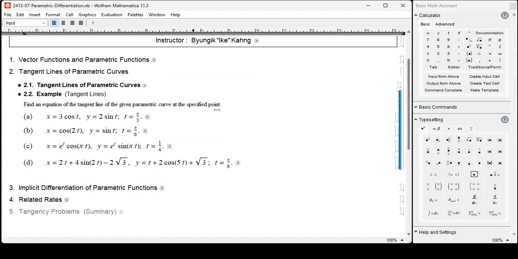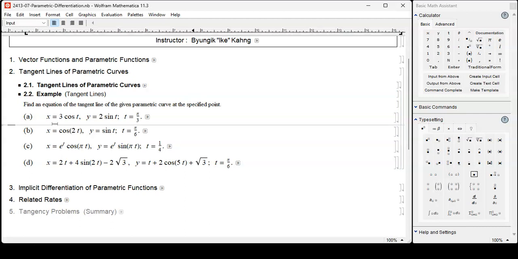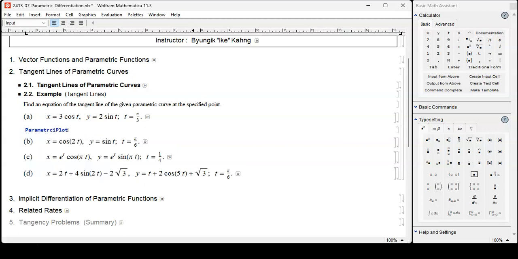Let's see, here are some examples. Let's see, x is 3 cosine of t, y is 2 sine of t. So basically, we are looking for a vector function, 3 cosine of t, 2 sine of t. Put together, here's a vector function, x comma y, and then t is going from 0 to 2 pi.